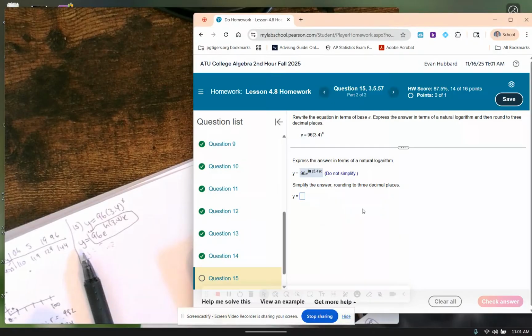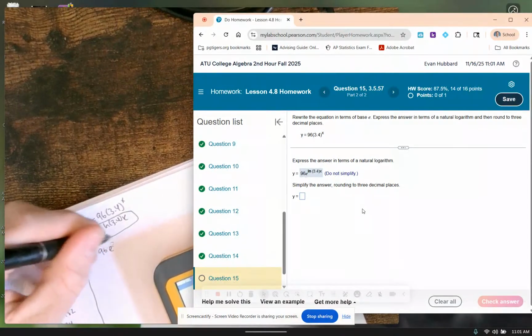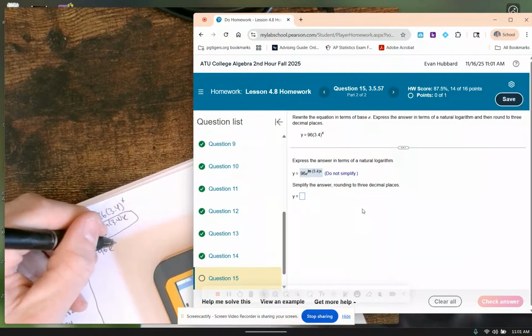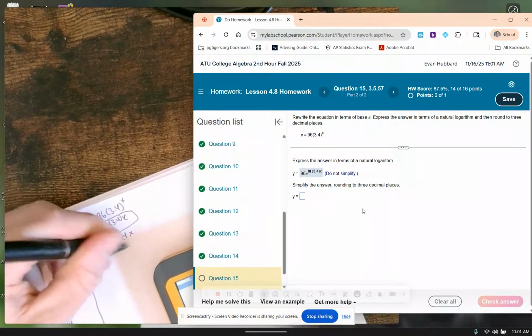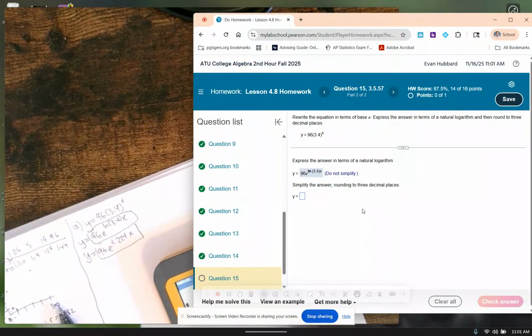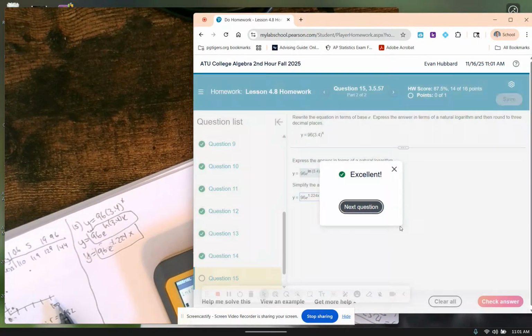Okay. Now, simplify the answer. So simplify this. Okay, so we're just going to type this in there. So y equals 96e to the 1 point, how many decimal places? 3 decimal places, 224x. So y equals 96 e to the 1.224 x. Okay.